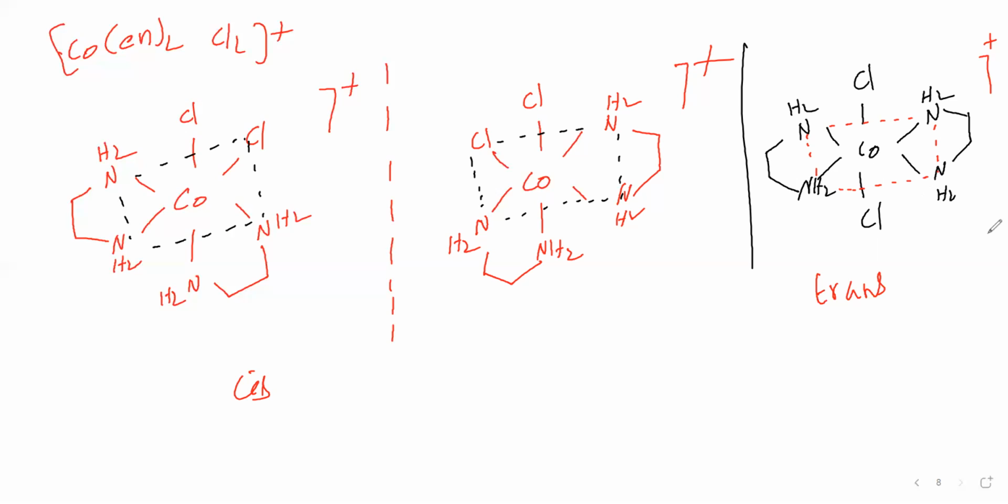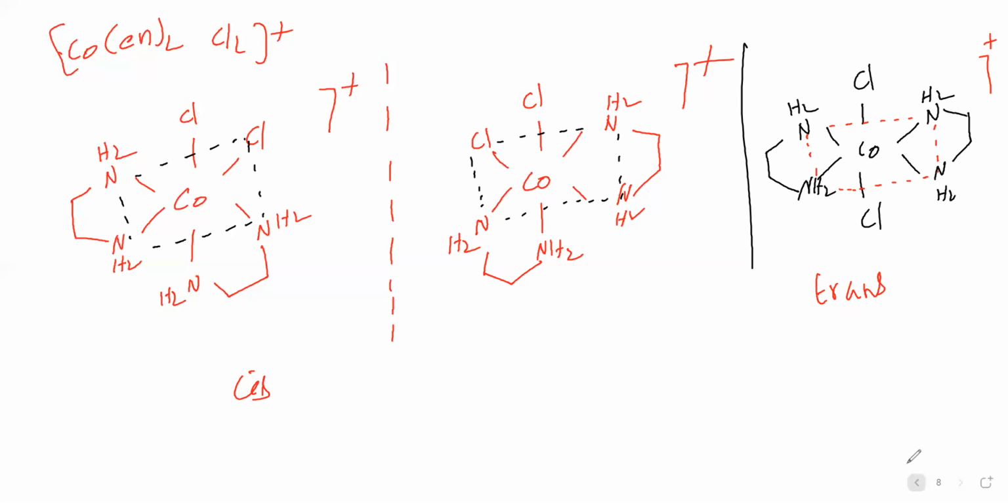Optical isomerism means elements of symmetry should be absent. Which are the elements of symmetry? Plane of symmetry, center of symmetry, axis of symmetry. If these three are absent, then only we can say the compound will be a chiral or asymmetric compound. Then that will show optical activity. That can show optical isomerism, we can say. So the trans form of this complex is not optically active, it is optically inactive because of the plane of symmetry.